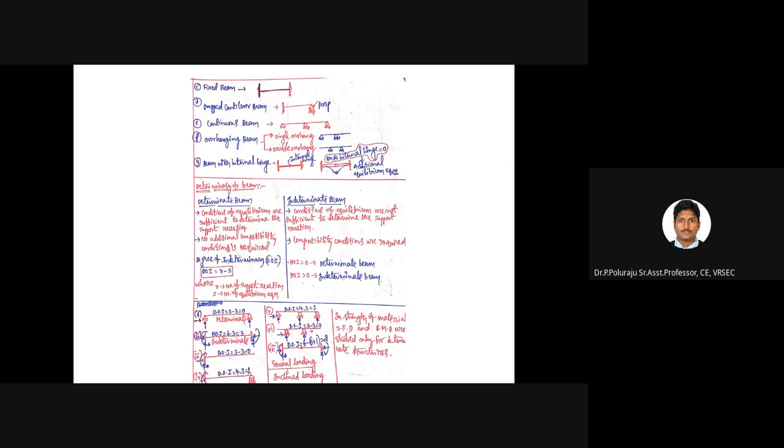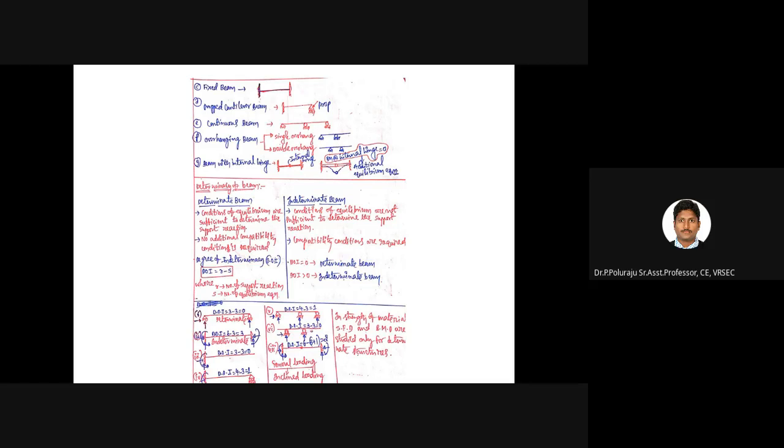So that is why 6 minus 3 plus 1 is getting added here, and finally the remaining unknowns are 2 actually. So for these 2 you need 2 more equations to know these unknown reactions. And the load may be a general loading or inclined loading.